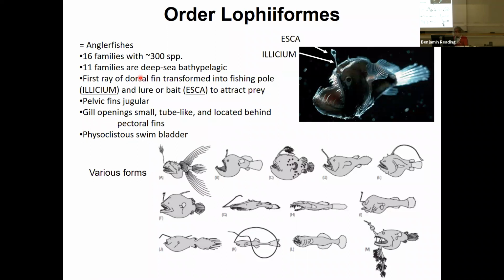Now we're going to talk about order Lophiiformes. I'm just going to give you an order here, and we're going to talk about a couple families here that all share these similar characteristics. These are the anglerfishes for short. There's more than one family. That's why I'm telling you the order here. All the anglerfishes have the following characteristics. There's about 16 families total, about 300 different species. And 11 families are deep sea bathypelagic. So very, very deep sea open water.